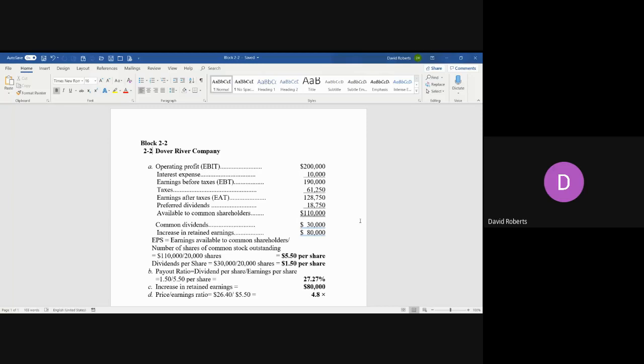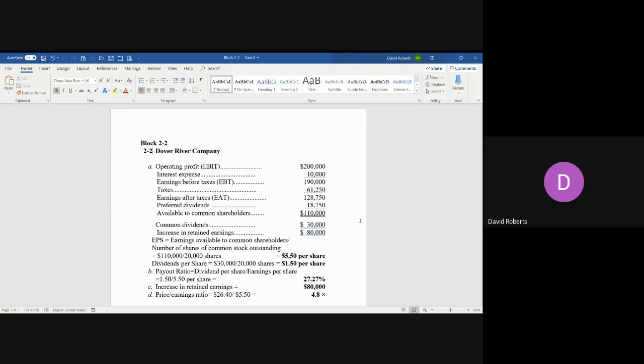Now, the dividends in this particular case, they didn't pay out the whole $110,000, you only paid out $30,000. So the dividends of $30,000, and you have 20,000 common shares, means that each share was paid a dividend of $1.50. So the dividends per share is different than the earnings per share. So you kept $4 per share and you paid out $1.50.